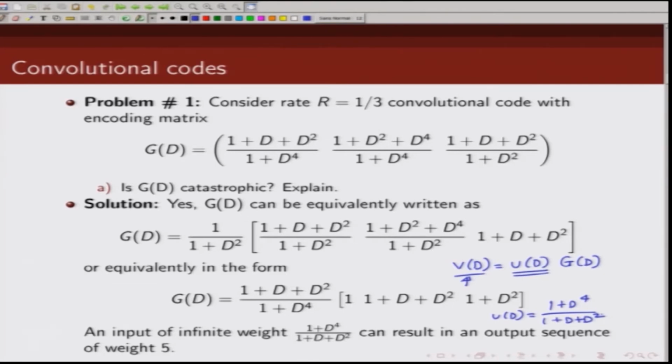If the input is chosen this way, then the output will be U of D times G of D. So, this term will cancel these terms, and what you will be left with is this. So, your V of D would be 1 plus d square and 1 plus d square. And what is the weight of this?